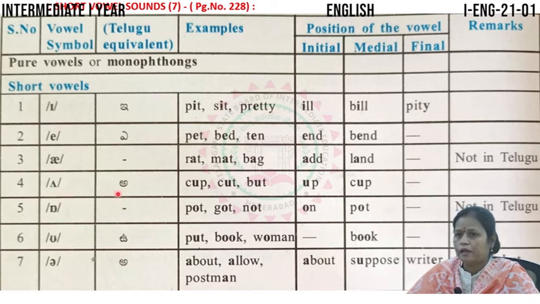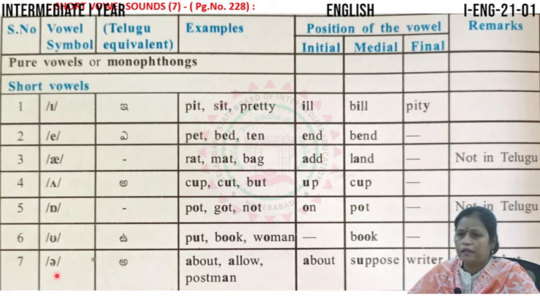Next, as in cup, cut, but, up, cup. There is no sound in the end. Then this is O, a slight variation of the O which is present in our Telugu language, as in hot, not, on. No ending sound. Then this is O, as in put, book, woman. No initial and final sounds.